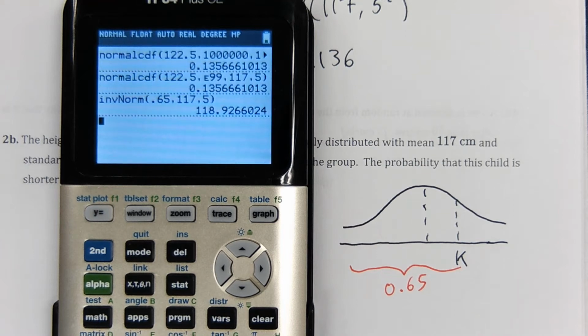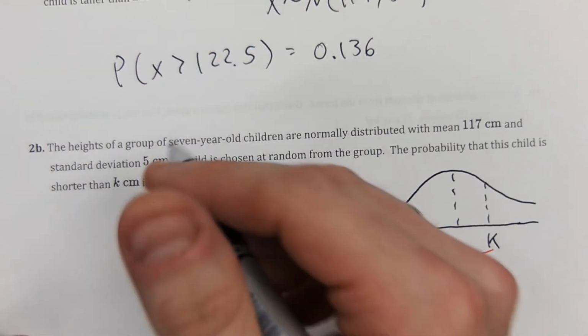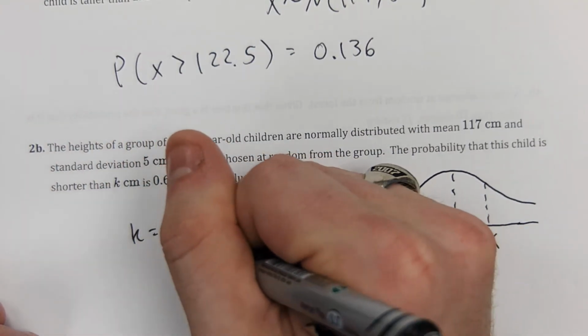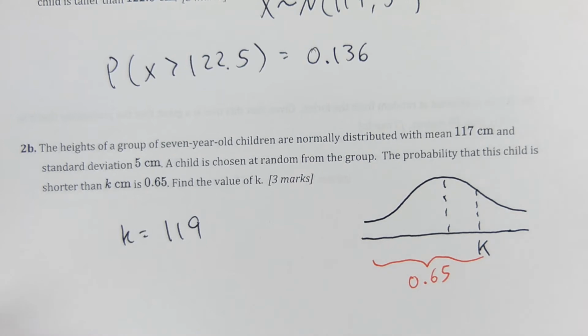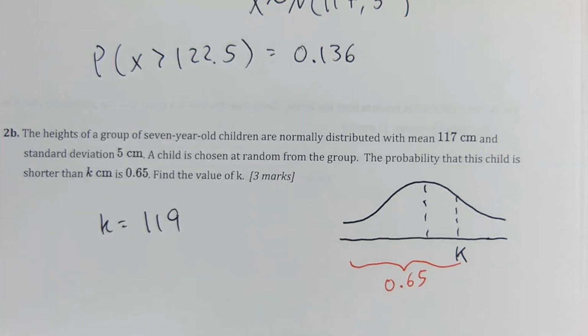Okay, to 3 sig figs, I guess that's 119. But these are heights, so it would have been okay to say 118.9. That's 4 sig figs, which is more correct.